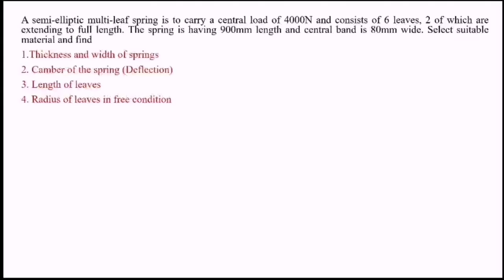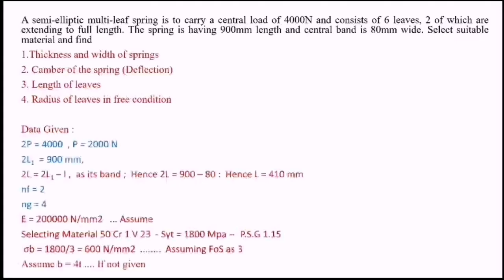Question is, a semi-elliptical multi-leaf spring is used to carry a central load of 4000 Newton and consists of 6 leaves, 2 of which are extending to full length. The spring is having 900 mm length and a central band is 80 mm wide. Select suitable material and find first thickness and width of the spring, second camber of the spring, third length of the leaves, and fourth radius of leaves in free condition. So let us look at the data given.